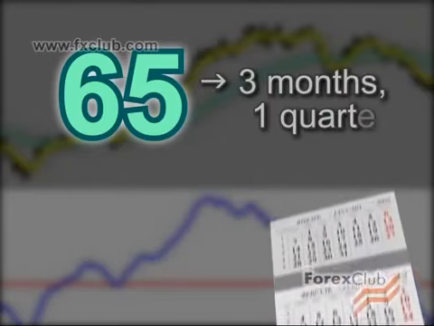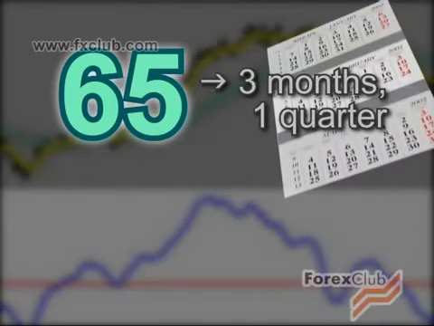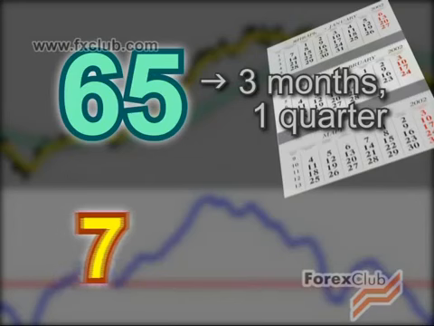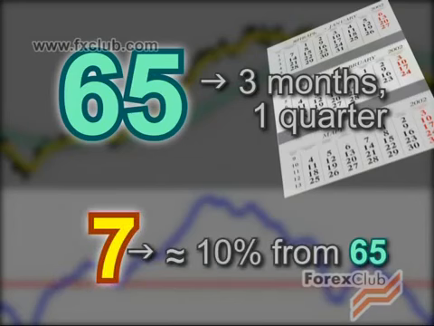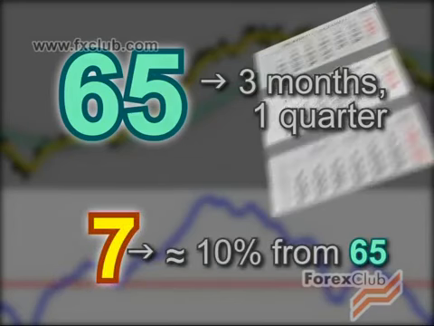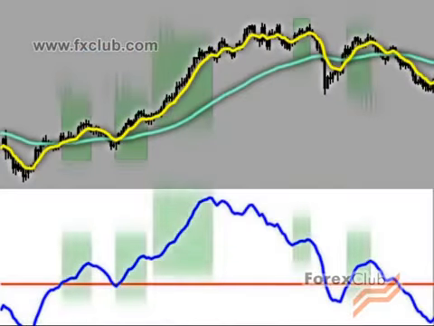65 is 65 trading days, that's 3 months, a quarter. It's a natural cycle. 7 is approximately 10% of 65, and it has been selected experimentally.